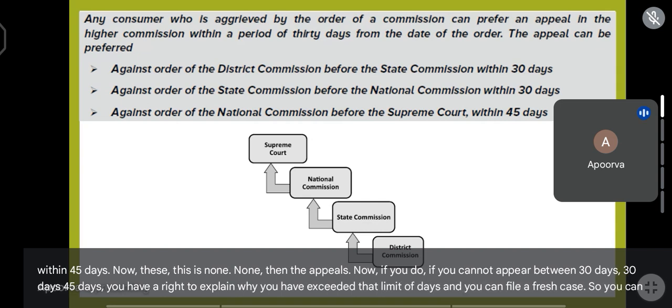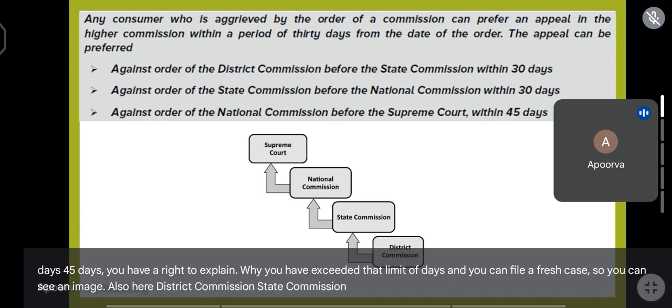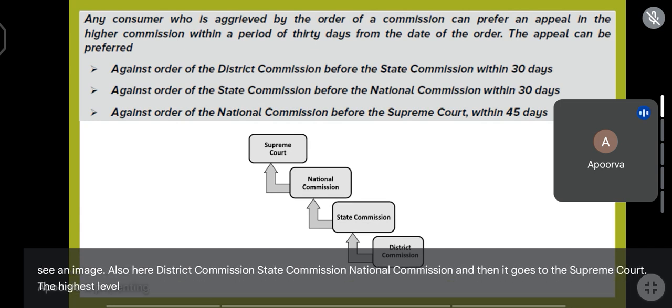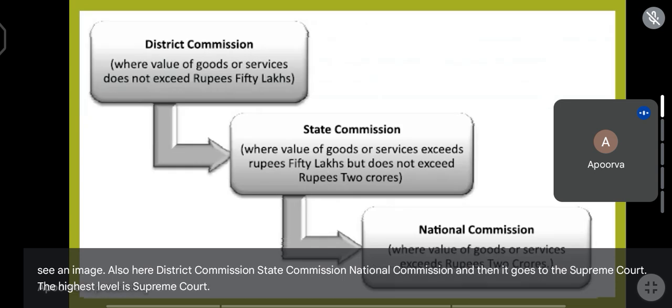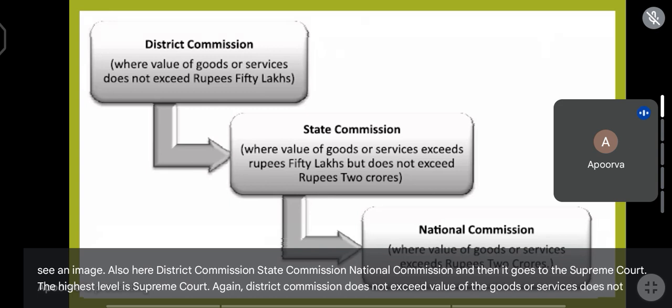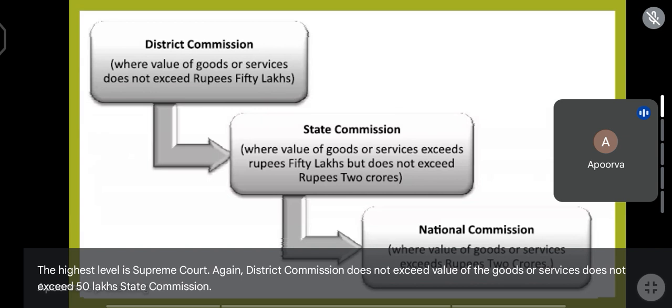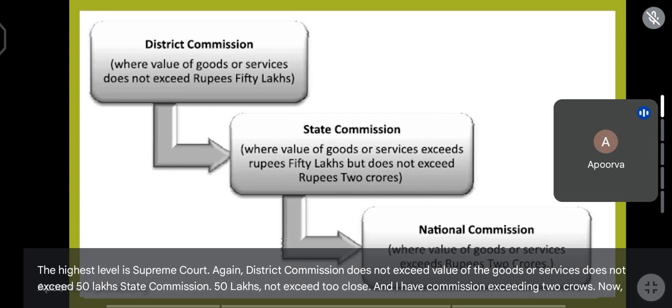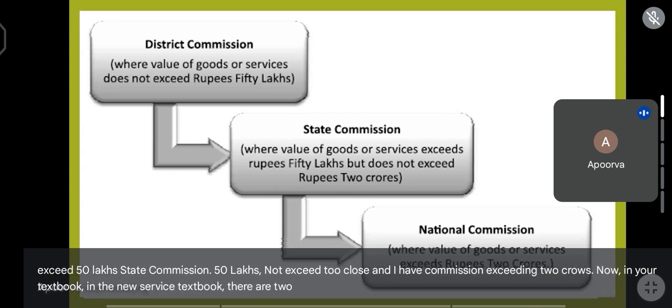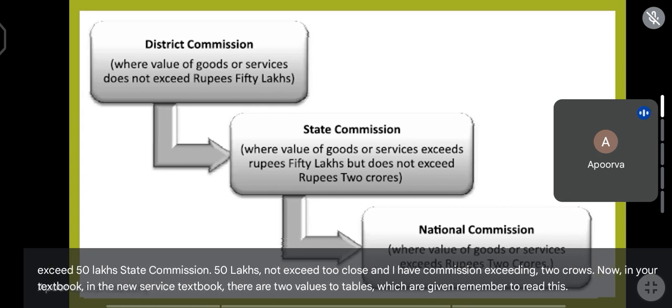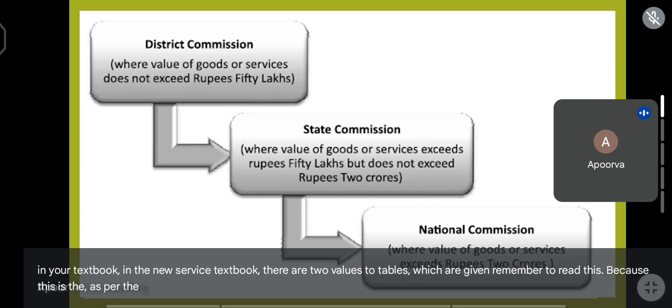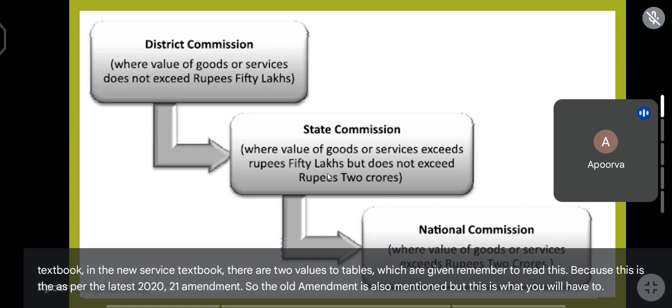So you can see an image also: our district commission, state commission, national commission, and then it goes to the Supreme Court. The highest level is the Supreme Court. Again, the district commission handles cases where the value of the goods or services does not exceed 50 lakhs. State commission, above 50 lakhs and not exceeding 2 crores, and national commission, exceeding 2 crores. Now, in your new service textbook, there are two tables which are given. Remember to read this, because this is as per the latest 2021 amendment. The old amendment is also mentioned, but this is what you will have to read.